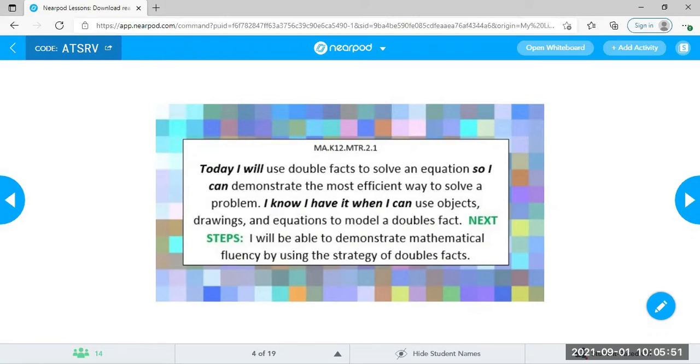Next steps, what do we do with it? What do we do when we learn what doubles facts are? Well, you will be able to demonstrate mathematical fluency by using the strategy of double facts. So let's talk about a couple of words in here. Let's see if someone will help me a bit. The first question I have is, what does efficient mean?